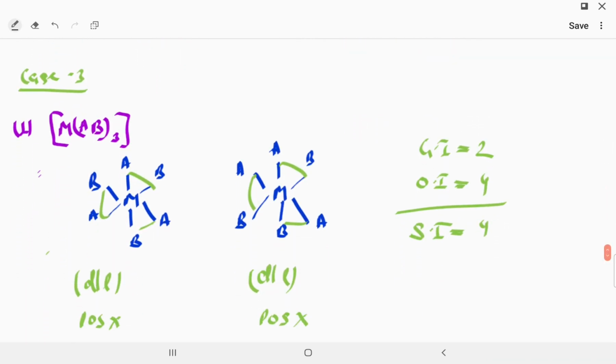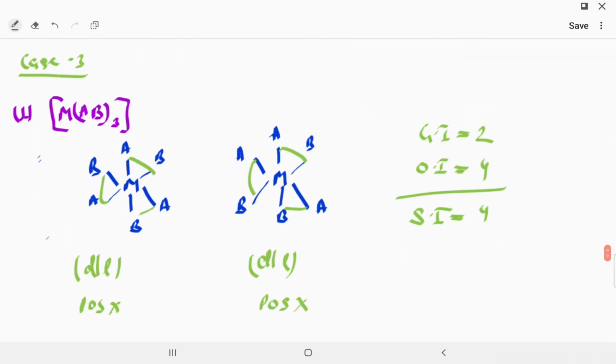Okay, third case, and this is a very important case also. In this case, we are taking an unsymmetrical bidentate ligand with a monodentate ligand also. Guys, this is a very important topic. Coordination isomerism is very important for IIT and NEET also, and if you see the previous year examination questions, everywhere you will see one question on isomerism definitely.